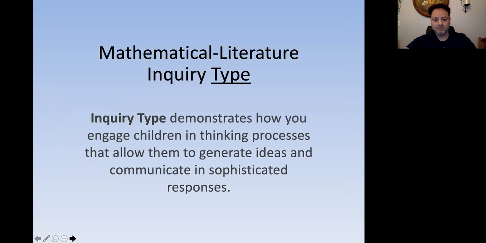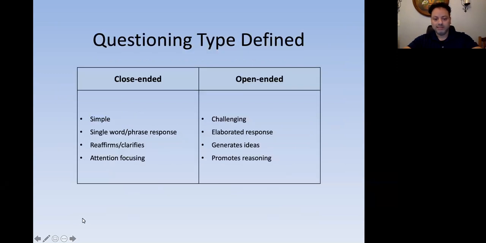In terms of the type, this demonstrates whether they're open-ended questions or closed-ended questions. And remember, open-ended questions is all about generating ideas. That's basically what it is. Closed-ended questions are simple, they're single word phrases, reaffirms or clarifies, and it's attention focusing. Open-ended questions are more challenging. It elicits an elaborate response. It generates ideas and promotes reasoning.